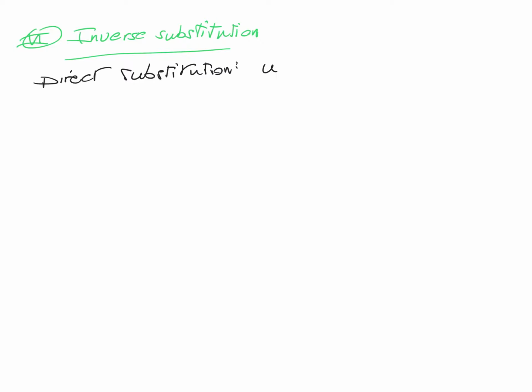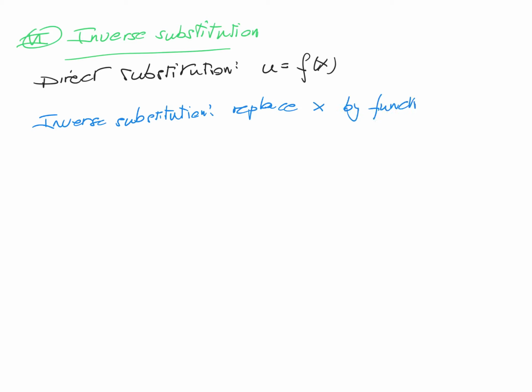there we introduced the new variable u, which was a function of x, so it was a function of the original variable of integration x. The goal was to simplify the expression in that way and find an easier solution for the integral. For inverse substitution, we do the opposite. So here we will not replace a function of x by u, but we will replace the variable itself, so replace the variable x by a function of u.